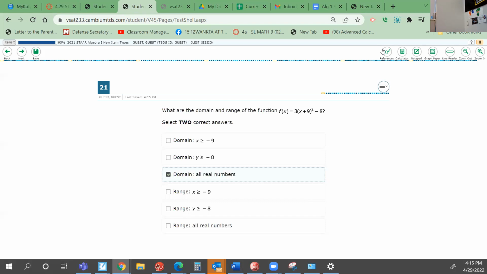looks like. Here, the graph is going to open upwards, and so -8 is the lowest point of the graph, and so the range is y greater than -8. Again, if you're not sure, graph it and see what the graph looks like, and you can see that -8 is the lowest point of the graph, so the range is y is greater than -8.